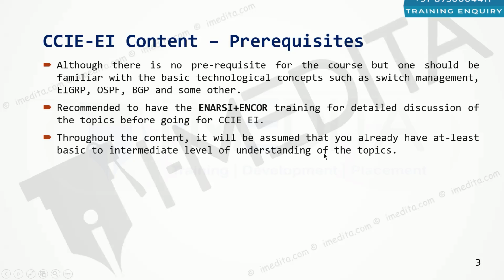The topics that are usually covered at the lower level in CCNA and CCNP, such as routing, IP addressing, and subnetting, will be assumed that you already know. Of course, if you have questions, you can ask. It's not that you cannot ask questions about the basics, but it should not be something like what is a class A address or what is a class B address. Those things you should already be familiar with.